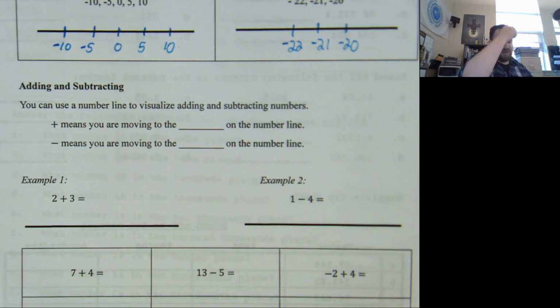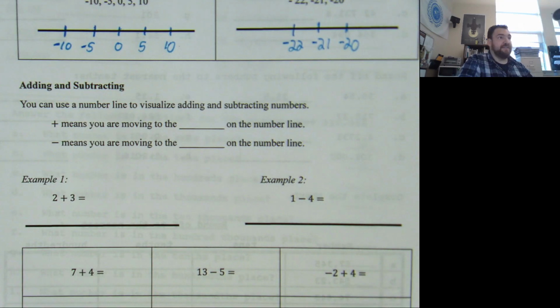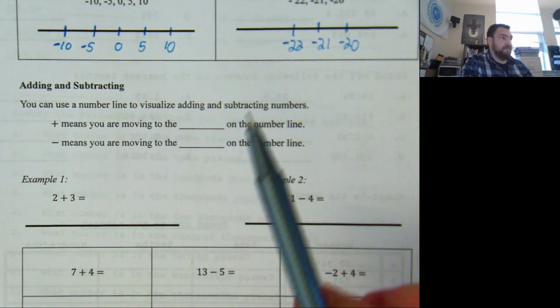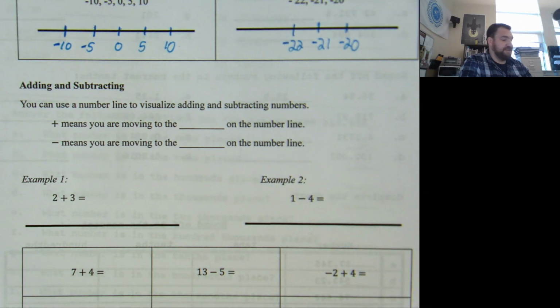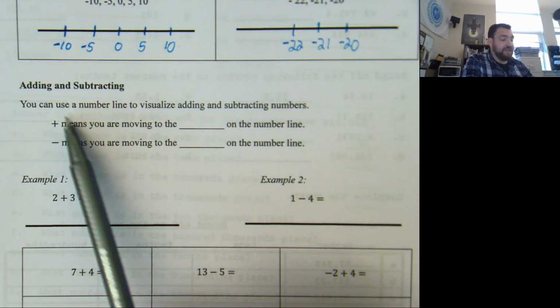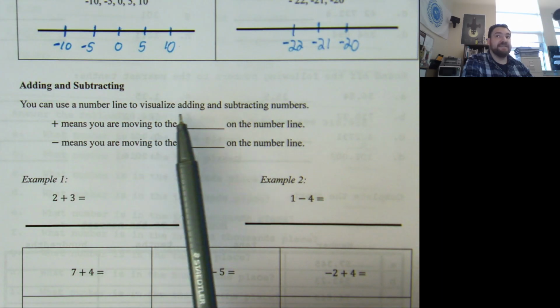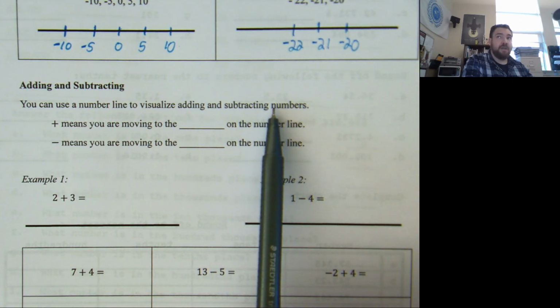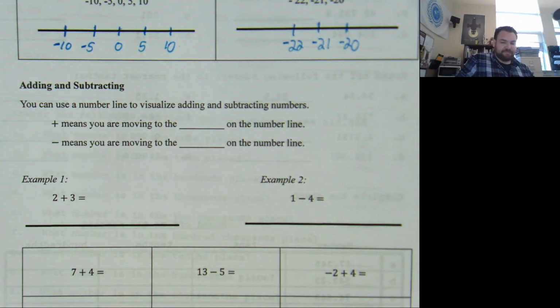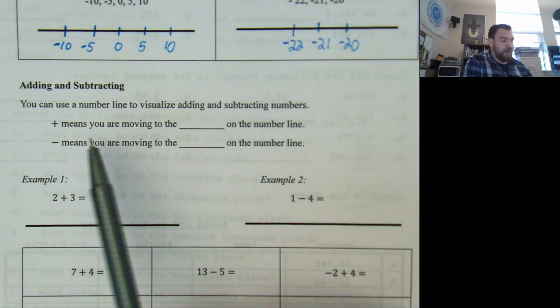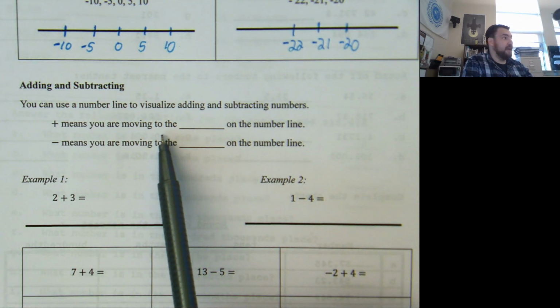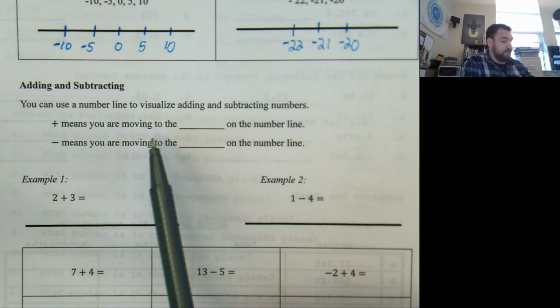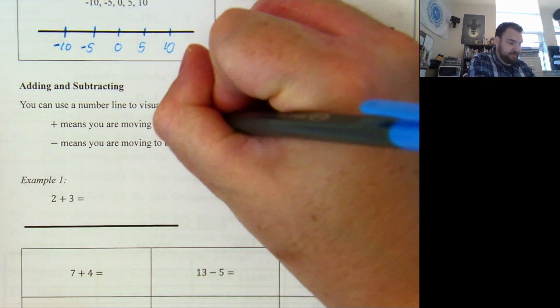Okay, so let's look at adding and subtracting. Adding and subtracting is, as far as numbers go, some of the simplest things you can do with them. And we can use a number line to visualize this. If I want to use a number line to visualize addition and subtraction, when I add, which way are we moving on the number line? I'm always moving to the right. Good.